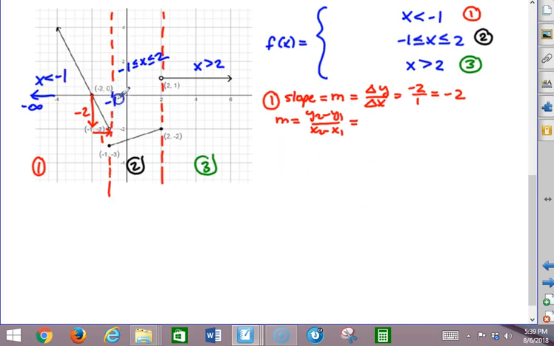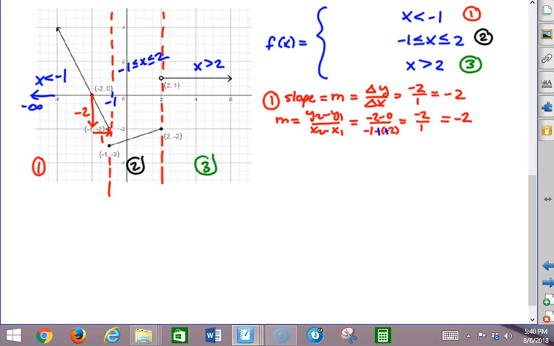So I can subtract the two coordinates. So negative 2 minus 0 over negative 1 minus a negative 2. So this gives me negative 2 over 1, because minus a negative 2 gives me plus 2, so same thing, negative 2. Let's go back to red here. Okay, negative 2.